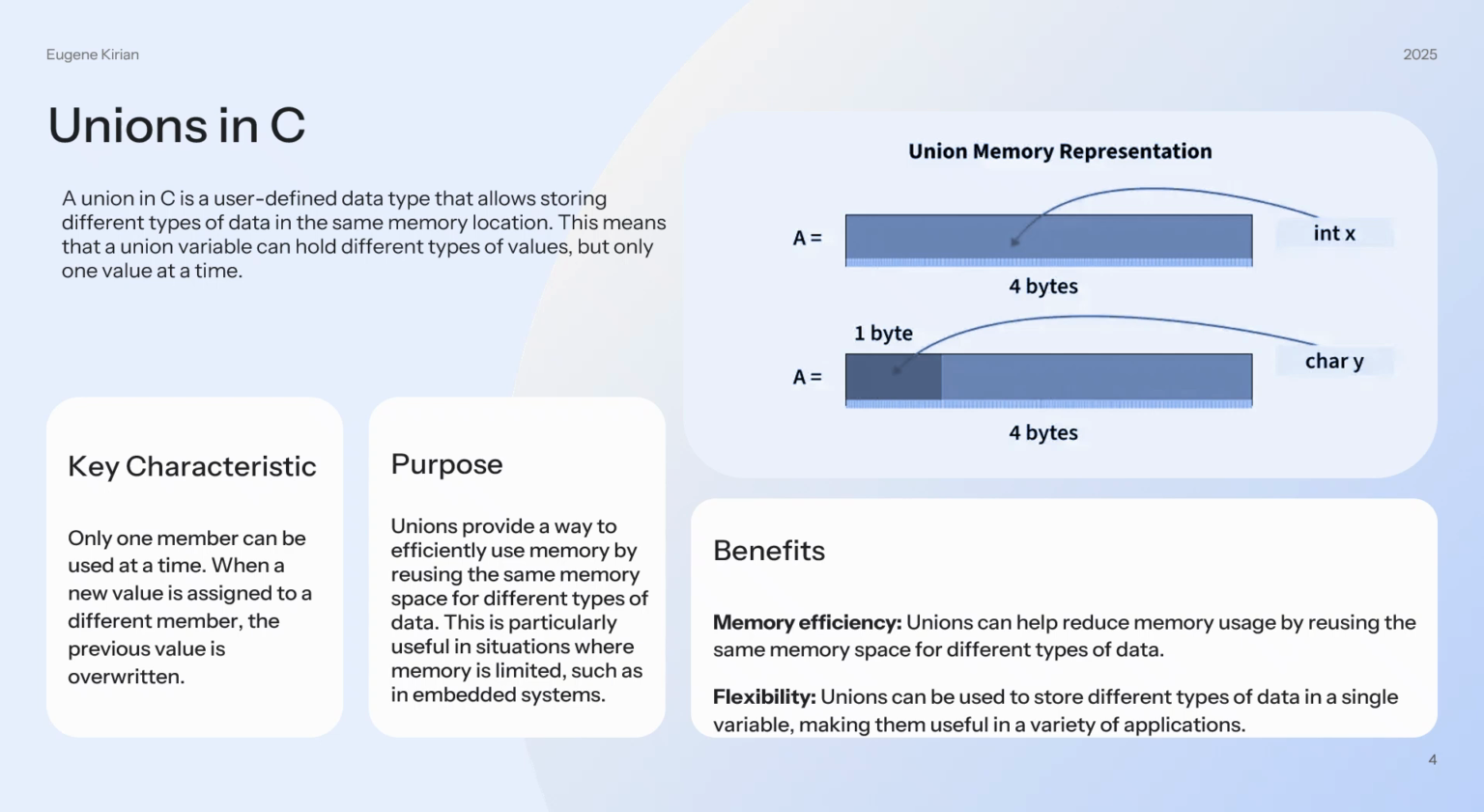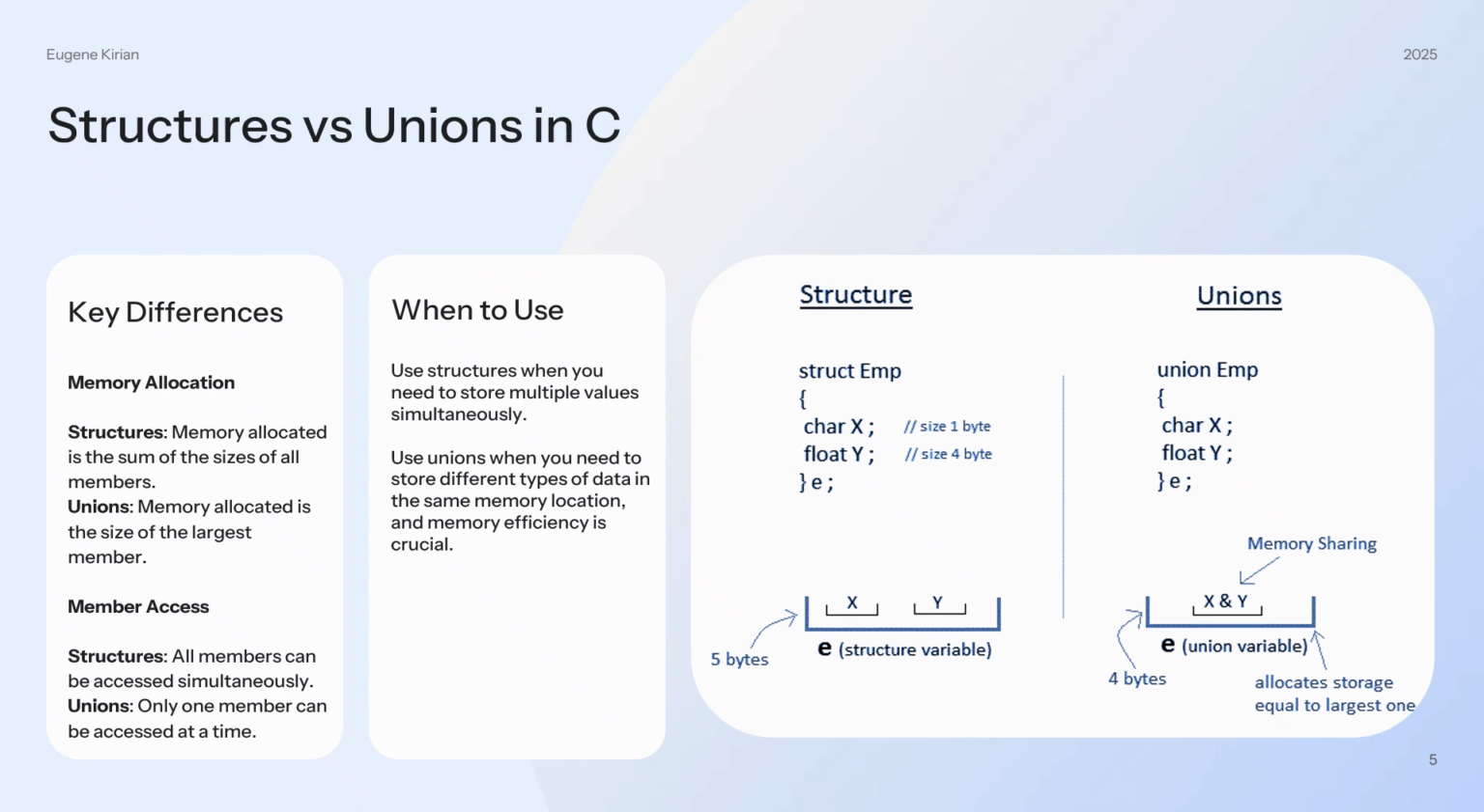Unions can be applied in situations where a single variable needs to hold different data types, such as integers, floats, or character strings. By utilizing unions, developers can optimize memory usage and streamline their code. When deciding between structures and unions in C, it is essential to consider the specific requirements of your application. If you need to store multiple values simultaneously, a structure is a better choice. Structures allocate memory for each member, allowing you to access all members at the same time. On the other hand, if memory efficiency is critical and you need to store different types of data in the same memory location, a union is more suitable. Unions allocate memory based on the size of the largest member, making them ideal for applications where memory conservation is crucial. However, this comes with the limitation that only one member can be accessed at a time.